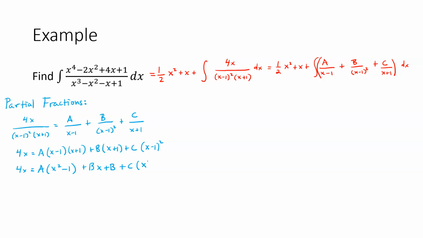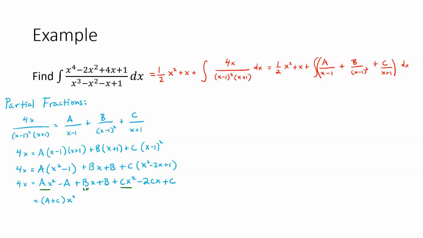c times, when I FOIL this out, x squared minus 2x plus 1. Okay, and then I'll continue distributing here. So we've got ax squared minus a plus bx plus b plus cx squared minus 2cx plus c. Everything's been distributed out. Now our goal will be to collect the like terms. For instance, here we've got the ax squared plus cx squared. We can combine those together as a plus c x squared.